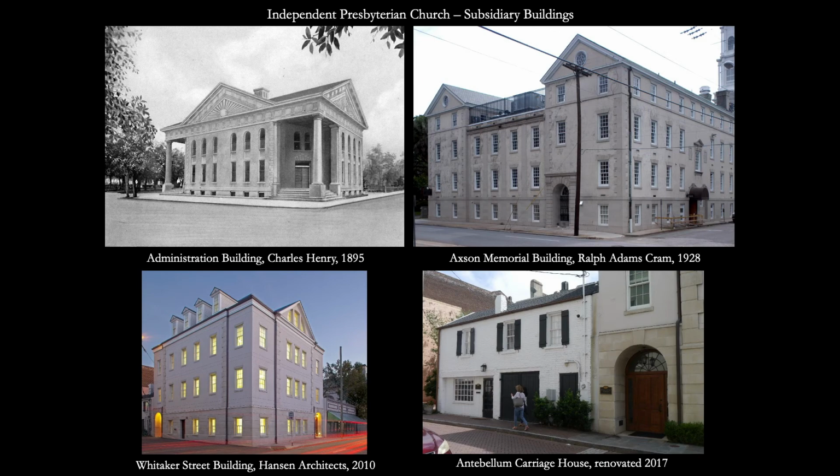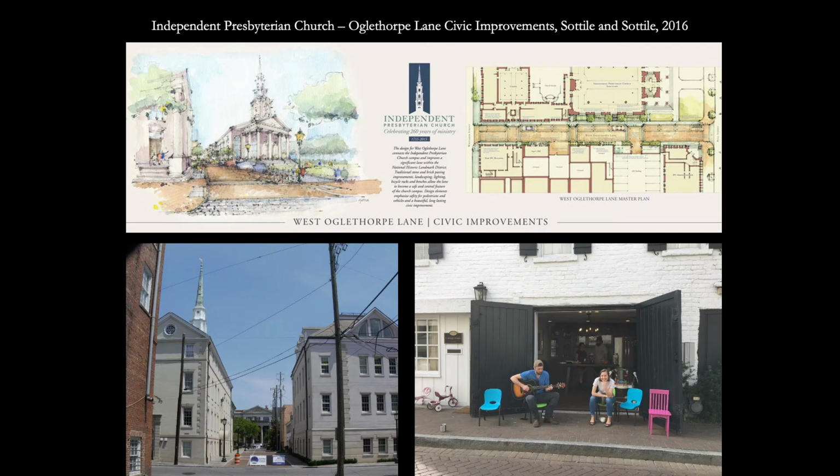And Ralph Adams Cram's building of 1928 does a similar thing on the back side. Maybe a little less successfully. The Hanson Architects in 2010 did a similar thing. And of course, this building is not related to that. In 2016, the church actually paved the laneway. It had been paved, but they gave it new pavement to tie this together. This is a publicly owned street, but it architecturally and urbanistically ties this together as a kind of campus. So it belongs to the city, but it functions as a way to tie these buildings together.